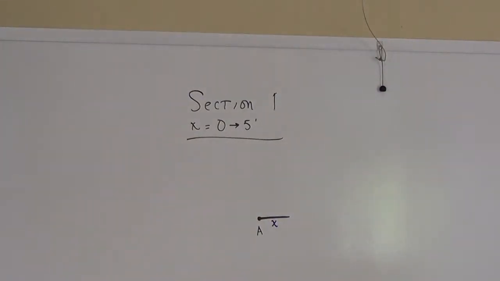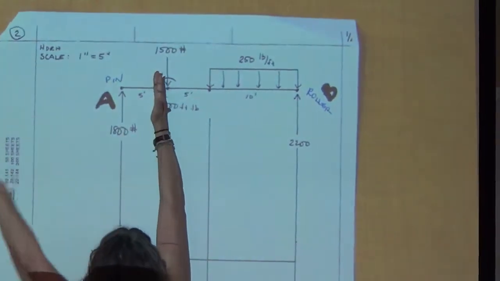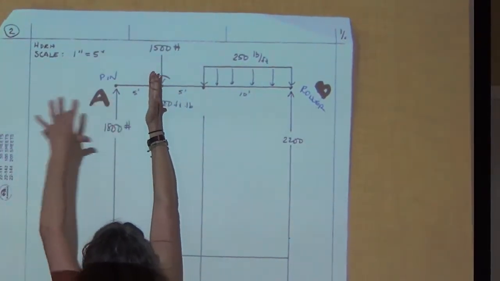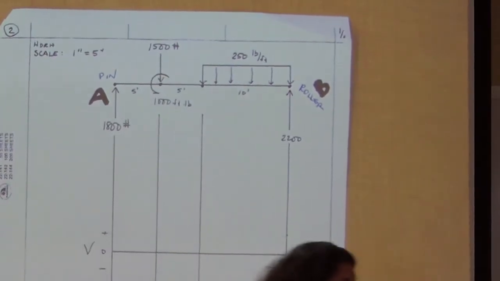When I'm in the first section, before I hit this point, are there any forces or moments I experience here? If I'm looking at this section, and I'm going to cut this beam somewhere in this section, is there anything to the left, any forces or moments applied that I need to consider? Yeah, there's the 1800.